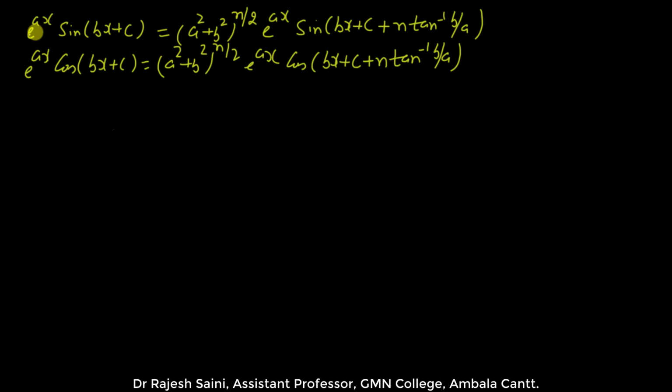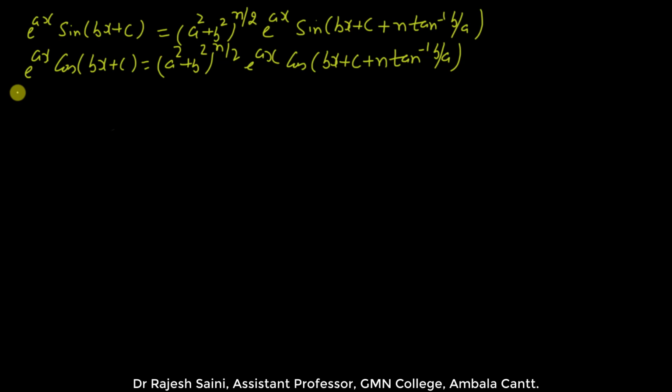So what will it be? It will be (a square plus b square) raised to the power n by 2, e raised to the power ax as such, sin(bx plus c plus n times tan inverse of the coefficient of x in the sine, b, divided by the coefficient of x in the exponential e raised to the power ax, a). Similarly for cos, here it will be cos. Now we will make use of these two formulae to solve the nth order differentiation of such functions.